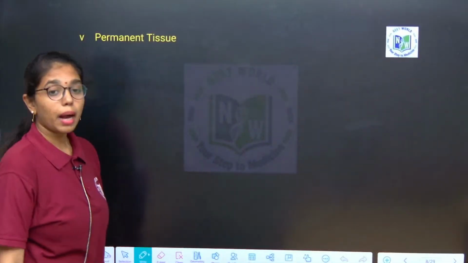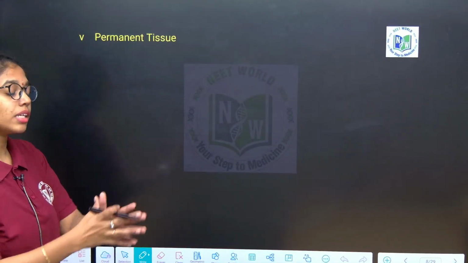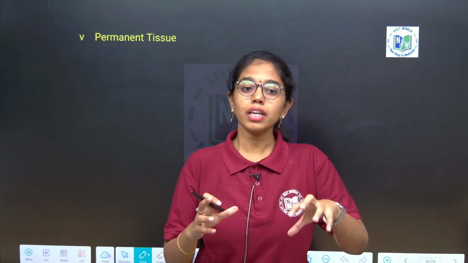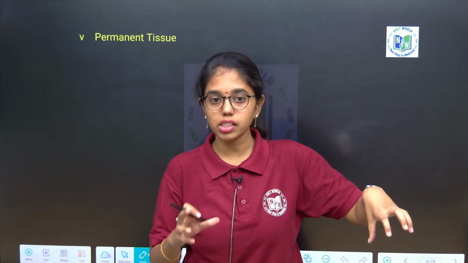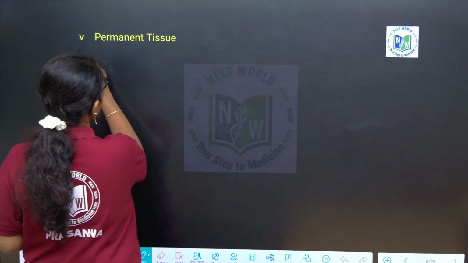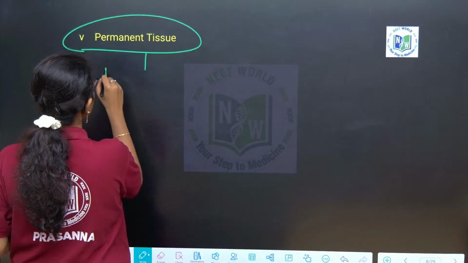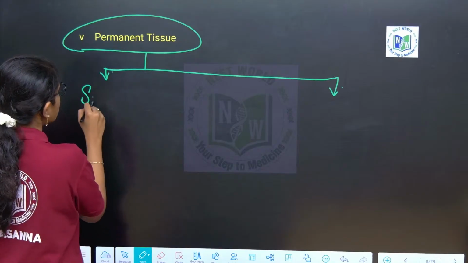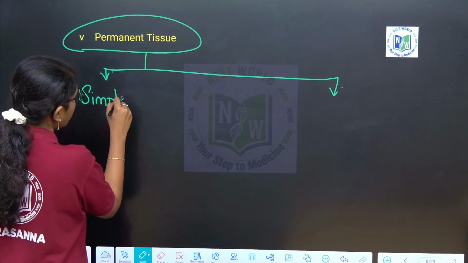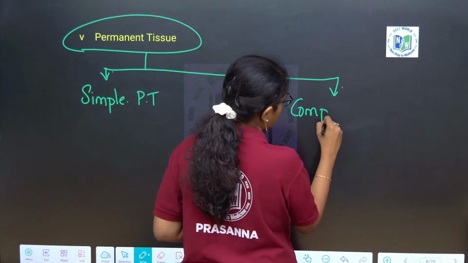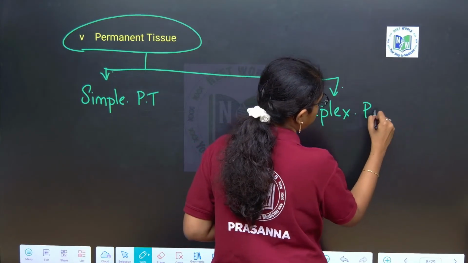Now, coming to permanent tissues, in the beginning slide only we have learnt that permanent tissues, if they are having similar structural cells or structurally dissimilar cells, you have two types. So, you have two types of permanent tissues. You have simple permanent tissues and complex permanent tissues.